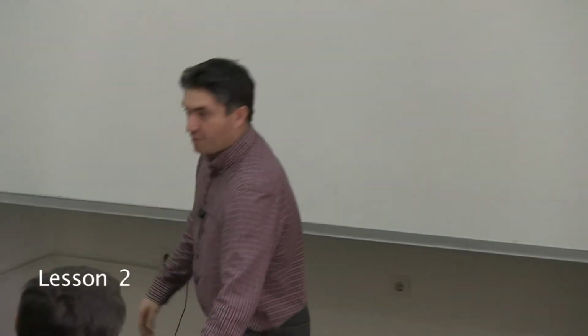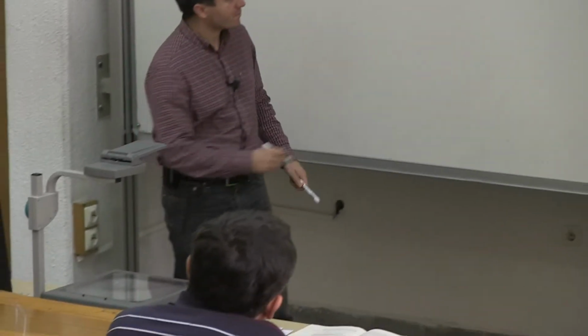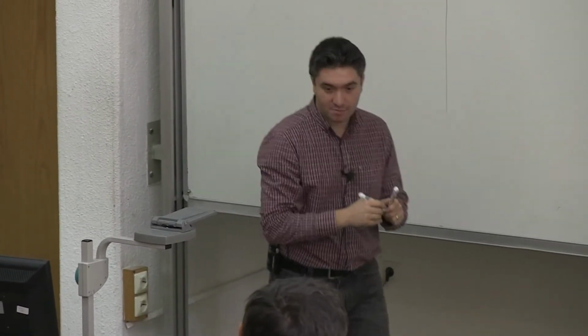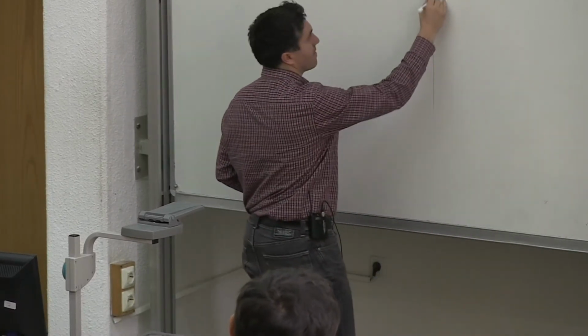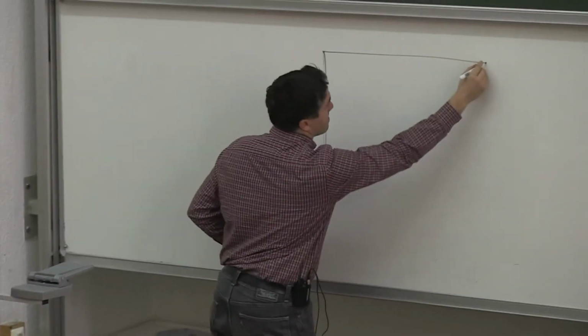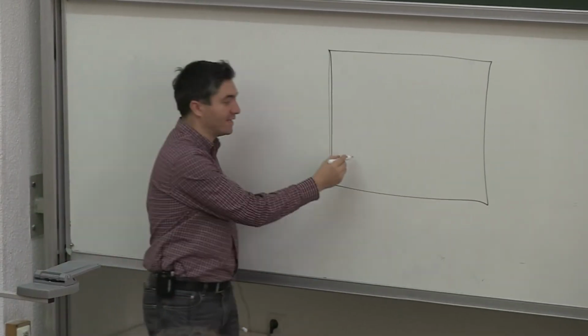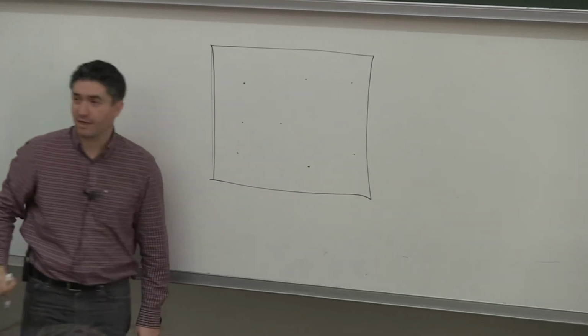Okay, before we continue, let's restate the problem that we are trying to solve. We have a unit square like this. Let me see whether this is better. And we have n points inside this square.